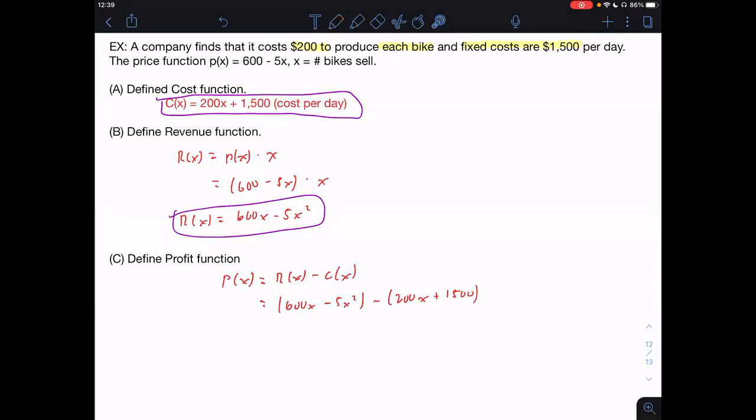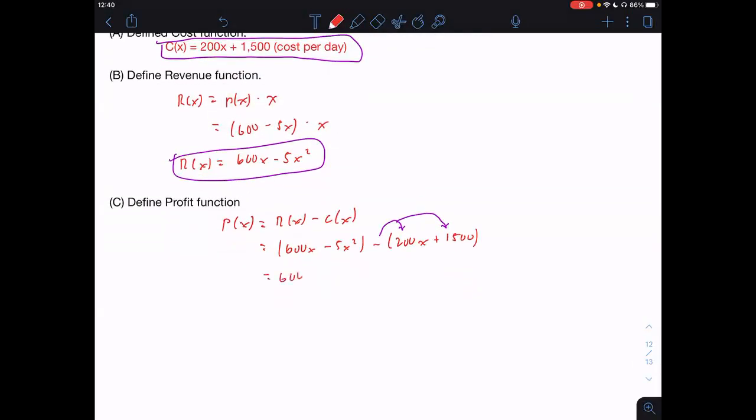Again, these functions are based per day. So this is the cost per day, this will be the revenue per day, and this will be our profit per day. Be careful with the second part of this function. Don't forget, we have a negative in front of our cost function, and that negative has to be applied to the first and second terms here. So that's going to give us 600X minus 5X squared minus 200X minus 1,500. Do not drop that negative sign.